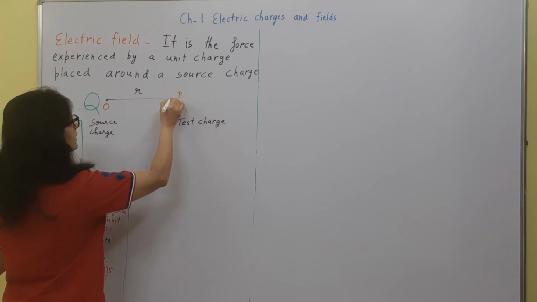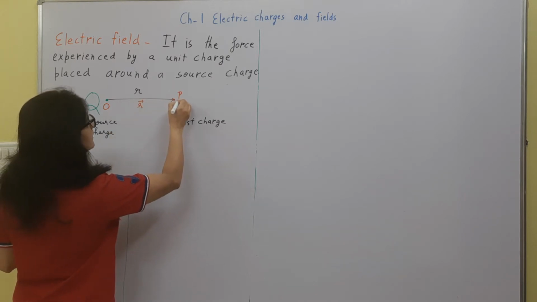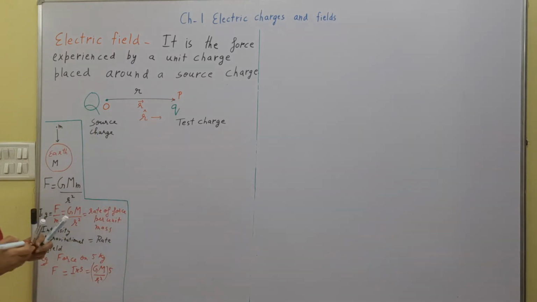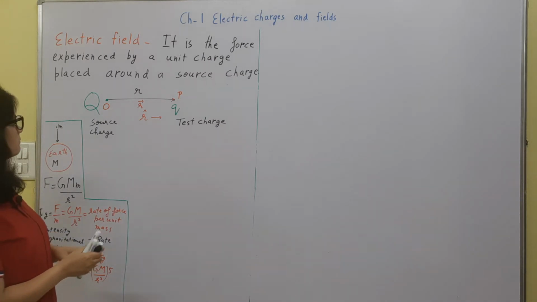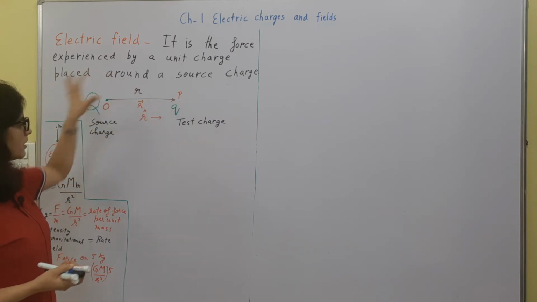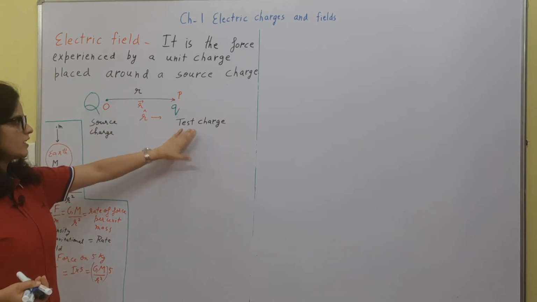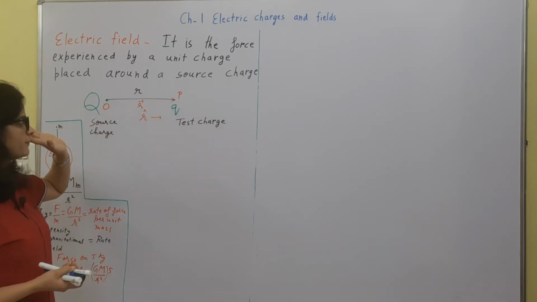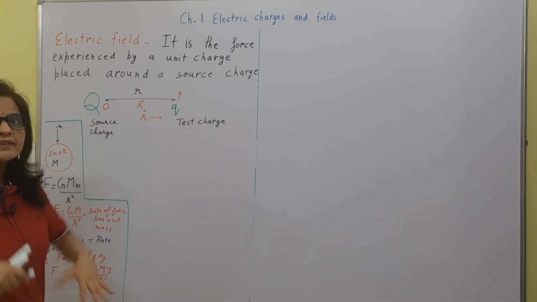Then the vector along this direction is r vector, and this direction of r vector is given by r cap vector, which is a unit vector along this direction, right? So that means this is the charge whose force we are testing around it. This is the test charge which is helping us in testing the force due to this. So we have to find the rate.